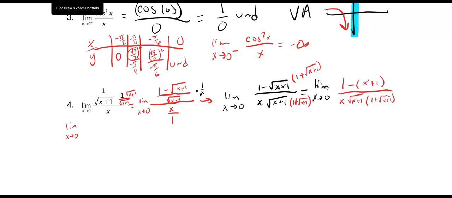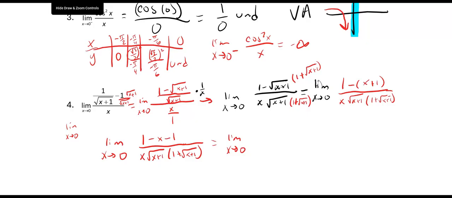All right, now let's simplify some more. I'll distribute that negative: 1 minus x minus 1 all over x, the radical, and then 1 plus the radical. Simplify even more. And I know, you're like, it's a long problem. Sort of, kind of. We're just doing all the steps. 1 minus 1 is 0, so you're left with negative x at the top. And at the bottom, you got x times the radical. Like so.